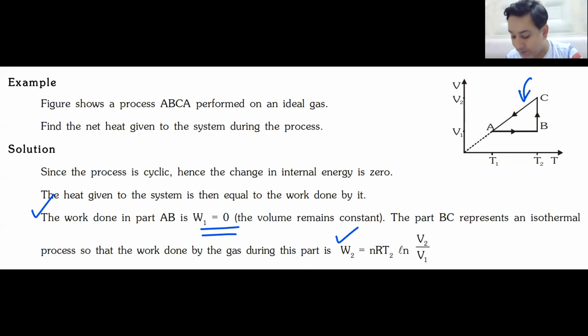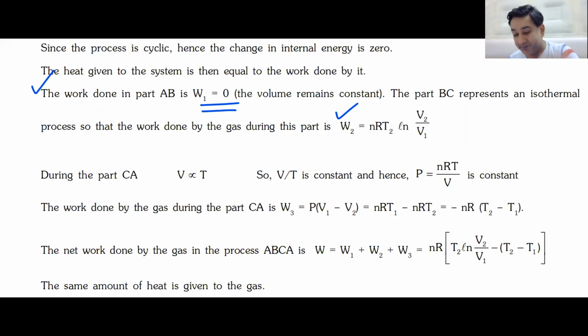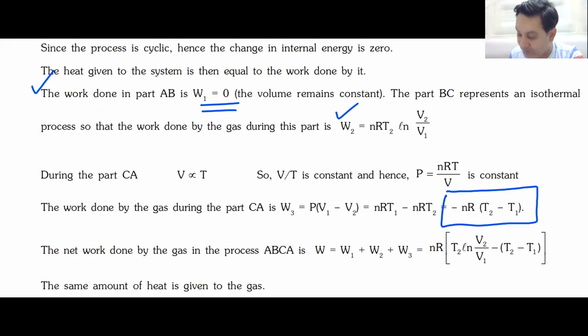P into V2 minus V1. I mean, P into V1 minus V2. Yes or no? V1 is the final volume and V2 is the initial volume. P into V1 minus V2, and that is what you have to remember, can be written as NR T1 minus T2, or minus of NR T2 minus T1. Do we understand this? Yes, sir.